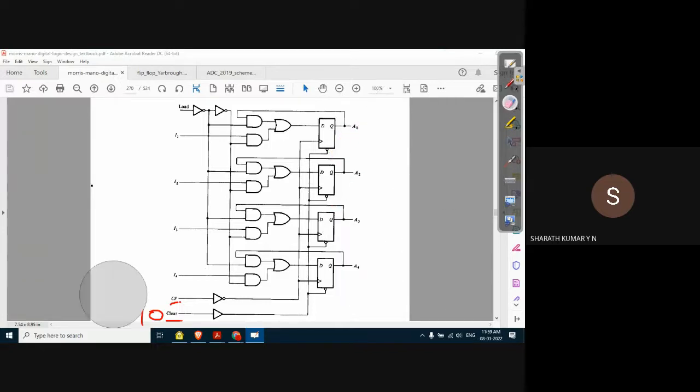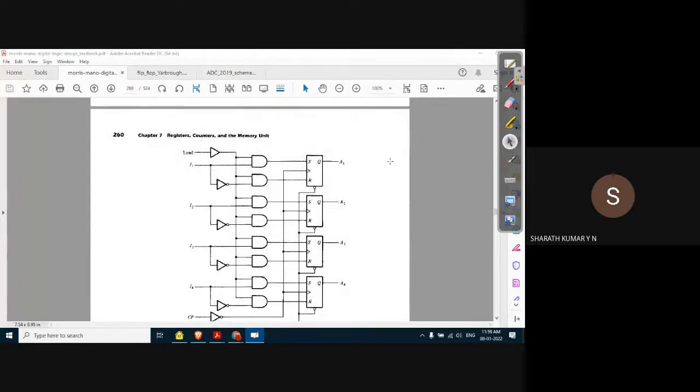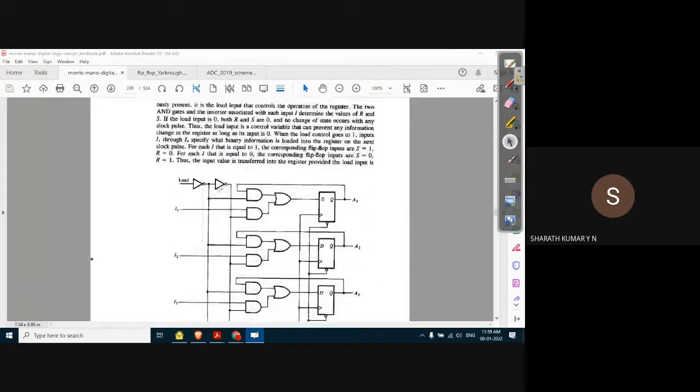Let us see how it works now, along with the load input. Now the load input, observe this. There are 2 inverters. Earlier there was only one inverter. If you see the previous diagram, the inverter was for the input, not even for the clock pulse. In this case, we have 2 inverters. How is it connected? Observe this.